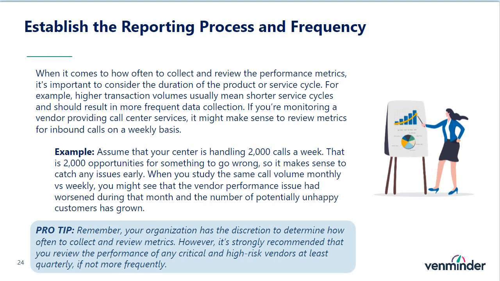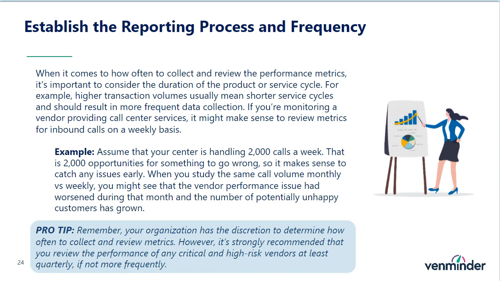Or if you wait a month to review it, you find that now you have 2,000 unhappy customers. Maybe you only look at it quarterly and you find you have 6,000 unhappy customers. So that probably isn't the best plan. So consider the service cycle or transaction frequency when you're deciding how often to review the data supporting the performance.